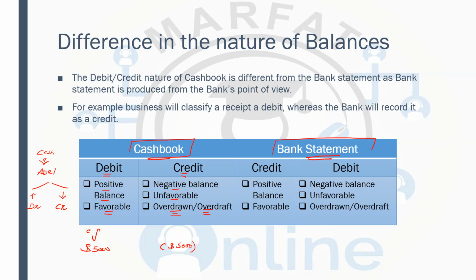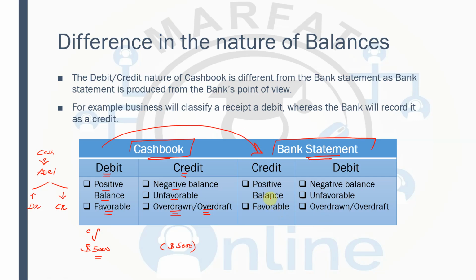So if you're having the debit balance, that means positive and favorable balance. Let's assume in my cash book there is 5,000, this means I have $5,000 in my bank account. If it is a negative balance, that means this amount is owed to the bank. The bank will do the opposite accounting of that. So when you say debit balance in the cash book, it is the credit balance in the bank statement, sorry.